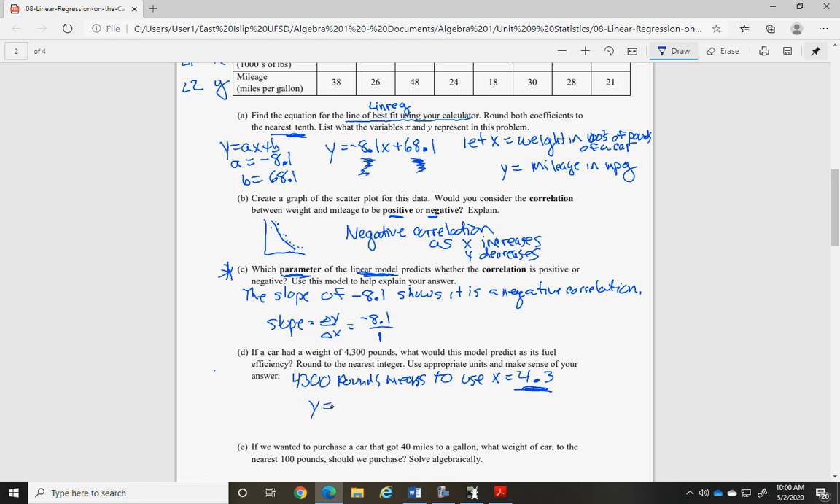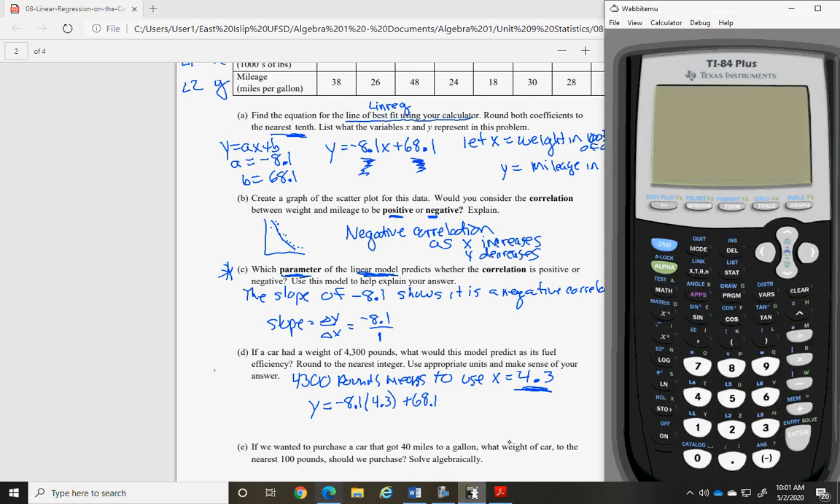So y equals negative 8.1, I'll substitute 4.3 in for x, plus the 68.1. And then I would do this straight on the calculator. I'm going to my home screen and just doing negative 8.1, using parentheses to multiply by 4.3, and then adding on 68.1. And I get 33.27.